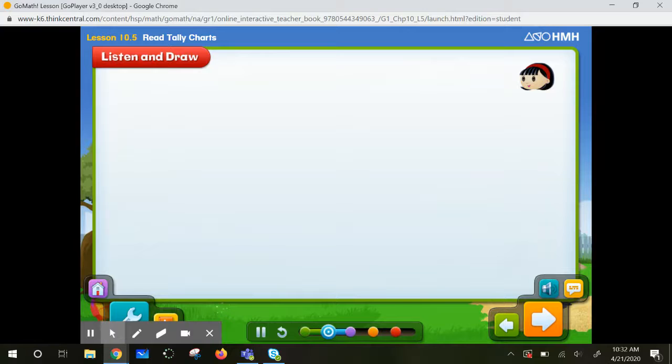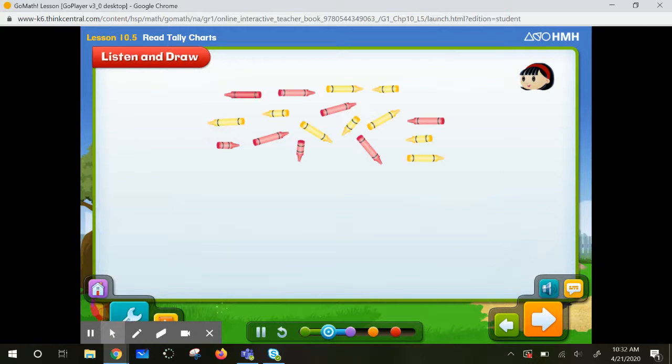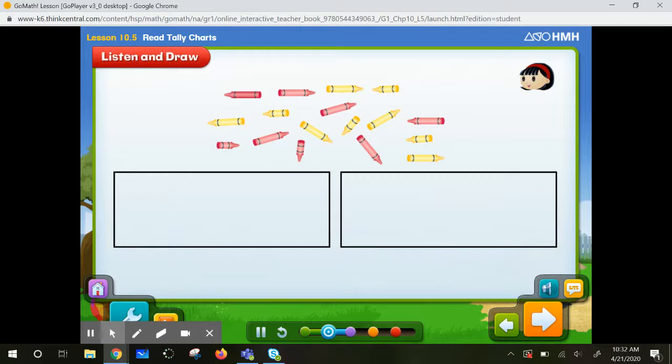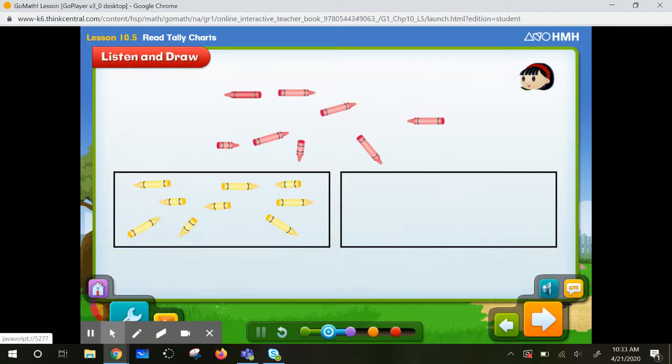Jane is sorting her crayons. How can Jane sort the crayons into two groups? Notice they're different colors. There are yellow crayons and there are red crayons. To keep track of how many yellow crayons and red crayons there are, you can sort and count. Let's move the crayons into two groups of different colors. Put the yellow crayons here. Now put the red crayons here.